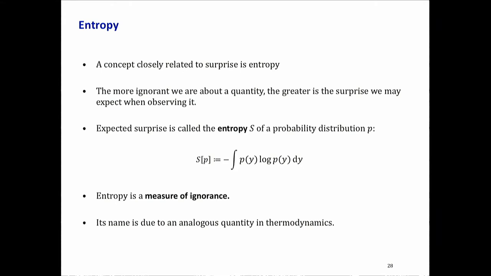Then we looked at entropy. Entropy is the expectation value of surprise. So it's how much you expect to be surprised by what happens. So it's again the negative log probability of an observation and then the expectation value of that.